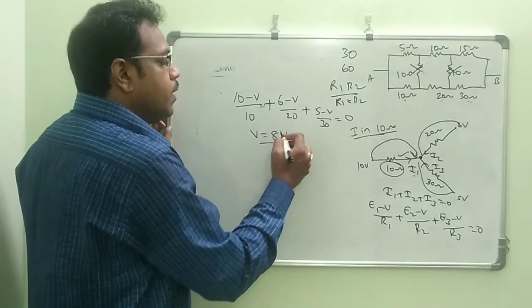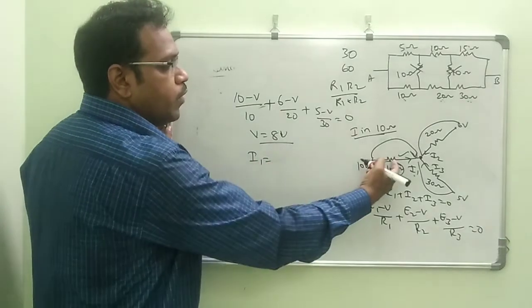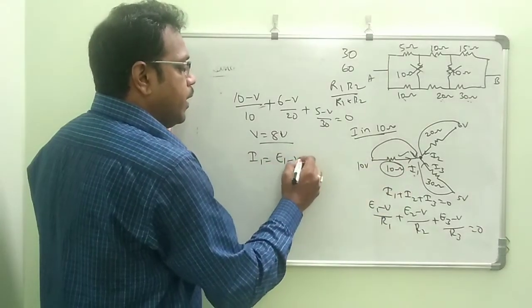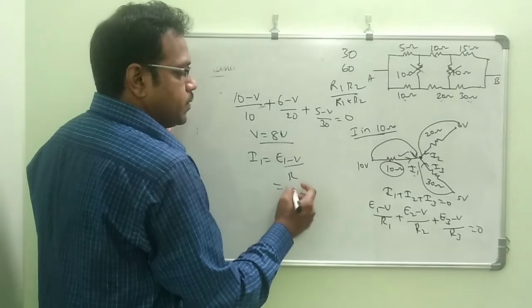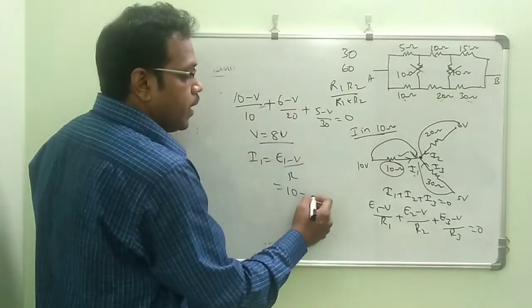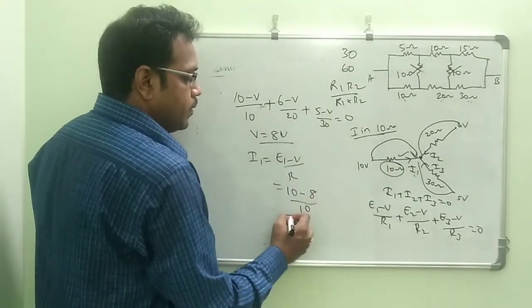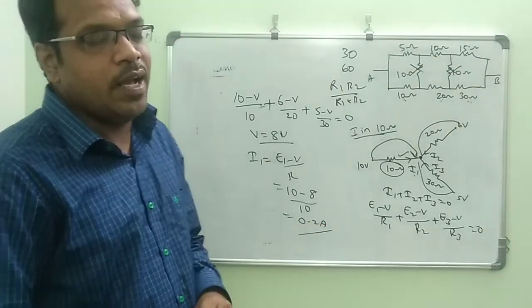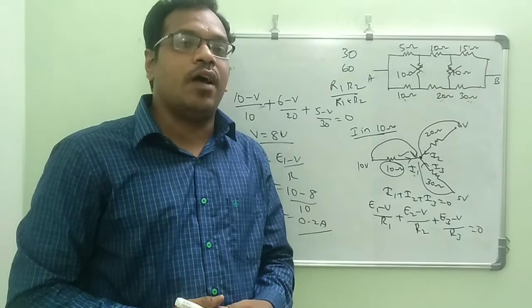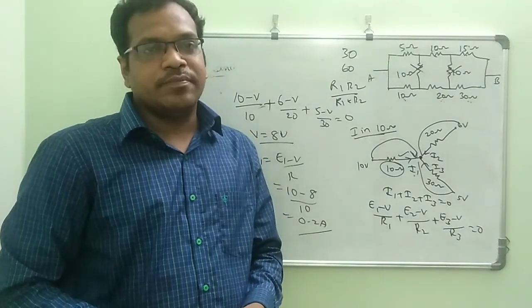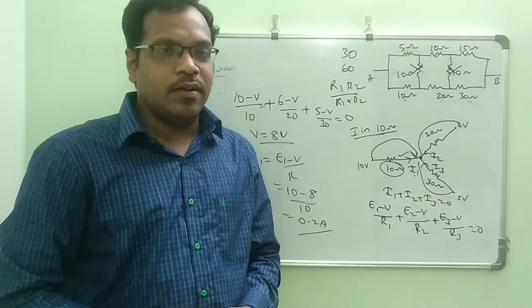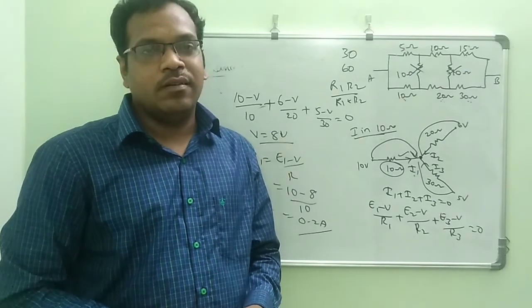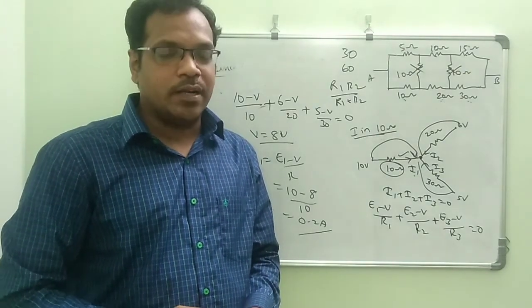Now I1 is equal to E1 minus V by R: 10 minus 8, the common potential, divided by 10. That is 2 by 10, 0.2 ampere. Like this we can solve Kirchhoff's law circuits. Okay, practice well, and all the best for your practice. Thank you.